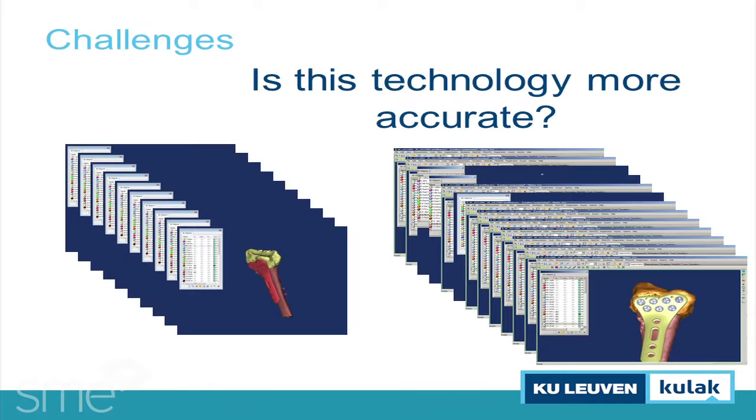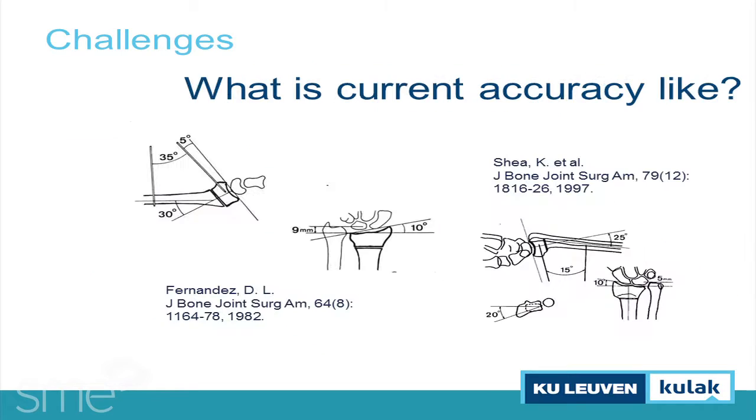Is this technology more accurate? What is conventional technology? Conventional technology is using a fluoroscopy arm, taking the contralateral side, using K-wires to indicate your planes, and do your osteotomy by basically eyeballing. And do doctors get good at it? Yeah, I mean, if you have experience, you get pretty good at it.